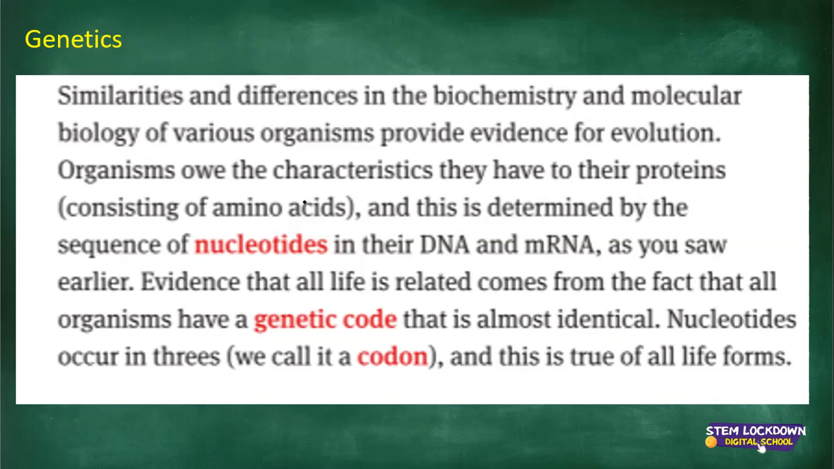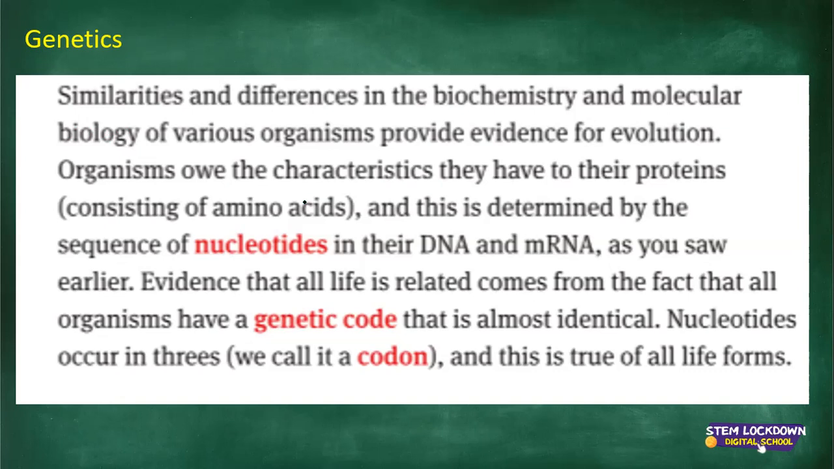And this is determined by the sequence of nucleotides in their DNA and mRNA, as you saw earlier. Remember when we studied that DNA and mRNA are composed of nucleotides, and the sequence of those nucleotides will determine what amino acid is produced. And the sequence of amino acids will determine which protein is formed. Those different proteins and their sequences in the different organisms are then the defining characteristics of the different organisms.